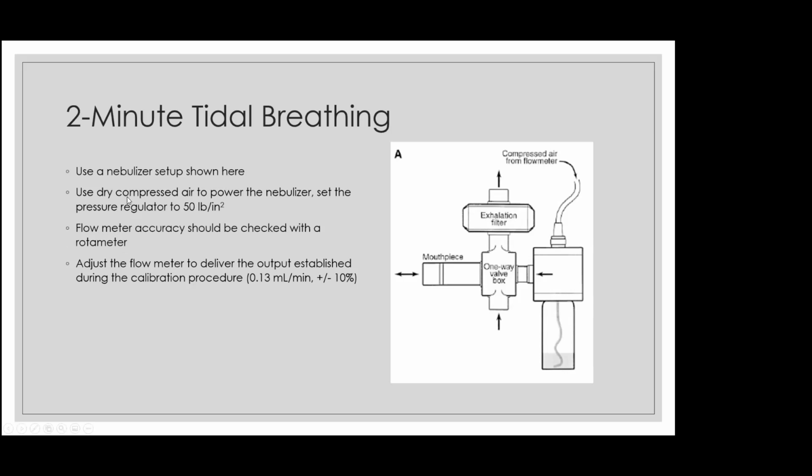A lot of technical details here. You use dry compressed air to power the nebulizer and set the pressure regulator to 50. The flow meter accuracy should be checked with a rotometer. And then you adjust the flow meter to deliver the output established during the calibration procedure. Different labs will have different procedures and protocols.